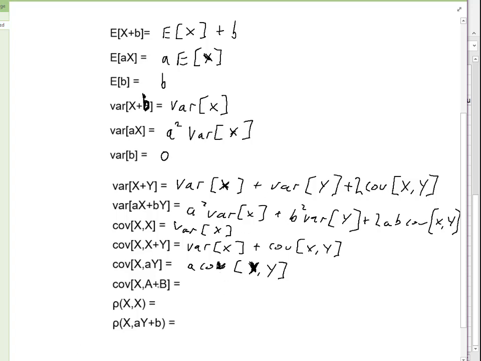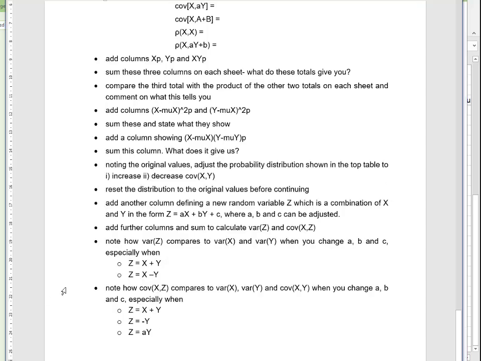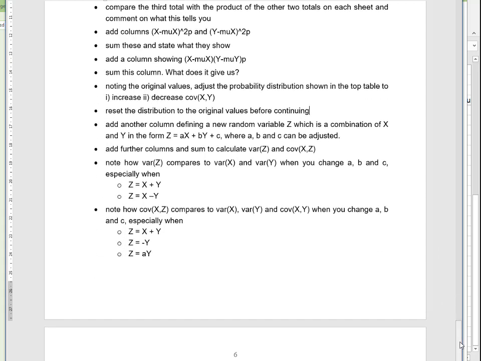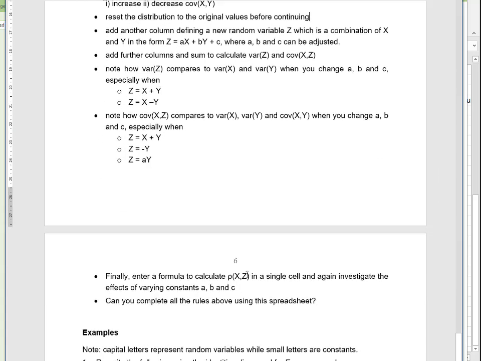We've kind of already got this, covariance of x with a plus b, because you see it's just distributed, so it's covariance of x with a plus the covariance of x with b. Similar to this one up here, except instead of x you've got a different one. So covariance of x with a and covariance of x with b. And then these ones we need to add the correlation coefficient for. So the final part, put in a formula that gets you a correlation coefficient in a single cell between x and z.